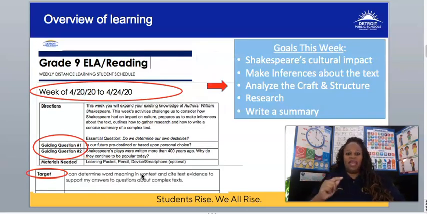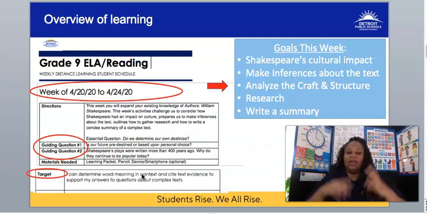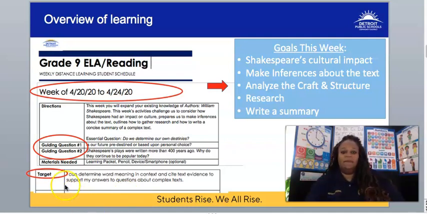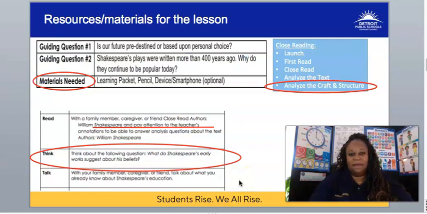Now, today, in our analysis of the craft and structure, we always look even deeper into the text when we analyze craft and structure. We look at word choice, we look at the author's purpose or meaning. So our target for today: I can determine word meaning in context and cite text evidence to support my own answers to questions about complex text.